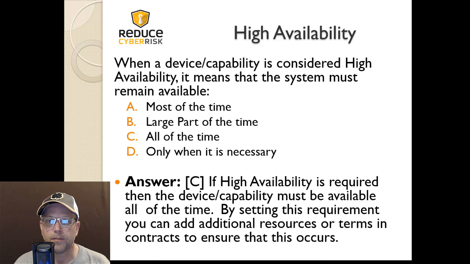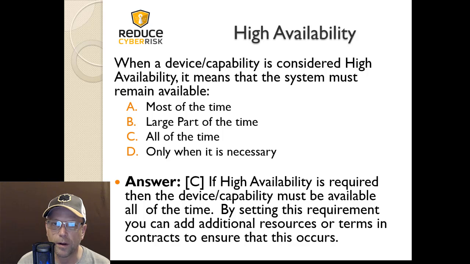Okay, and the next question: when a device or capability is considered high availability, it means that the system must remain available. Okay, that makes sense, but when should it remain available, or how long? Well, A is most of the time. B, a large part of the time. Okay, that's a significant part, but maybe it's less than that. C, all of the time. Or D, only when necessary.